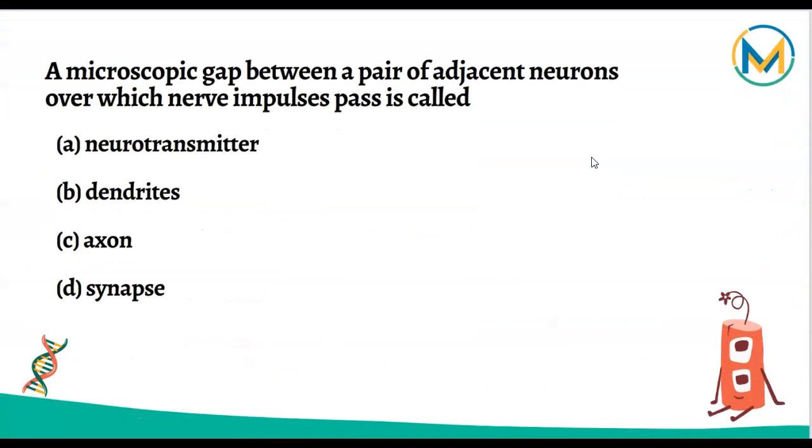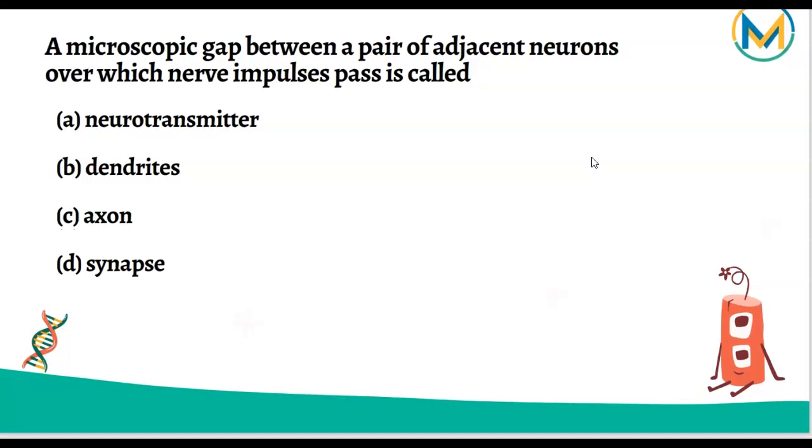The next question here, the microscopic gap between a pair of adjacent neurons over which nerve impulse passes is called as. So the neuron, these are the dendrites, correct? Then you have the axon, then you have the axon terminal. There's a little gap here, and then again you have another neuron, again you have the axon, and again you have the axon terminal. So the impulse passes from one neuron to another like this.